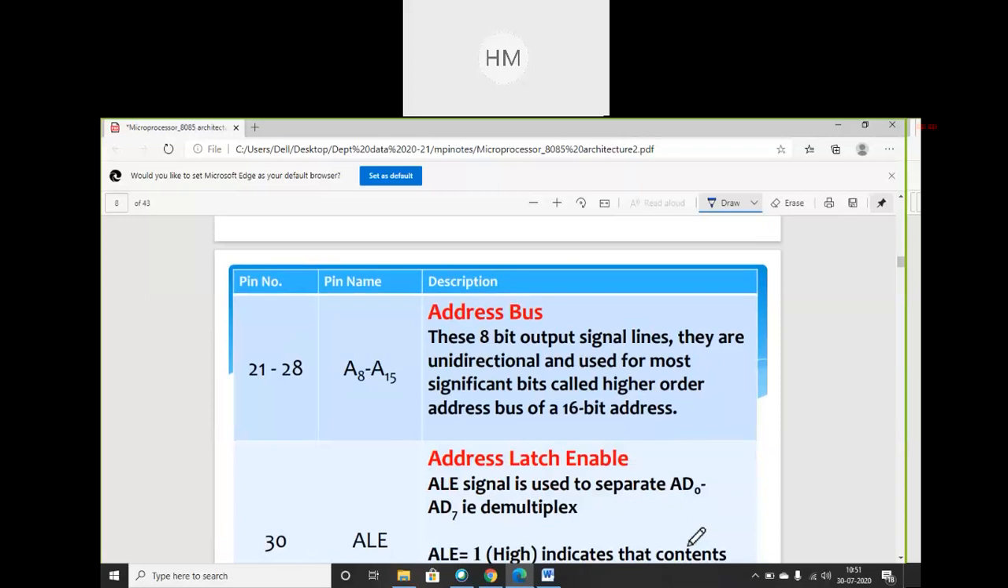Next, A8 to A15 address bus, pins 21 to 28 in the pin diagram. So it represents the address bus, 8-bit output signal lines. They are unidirectional and used for the most significant bits, called the higher order address bus of the 16-bit address.